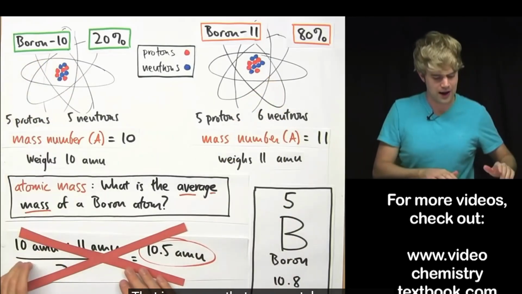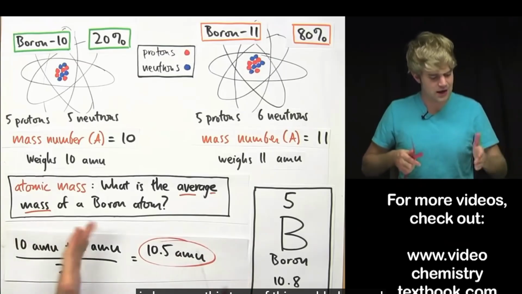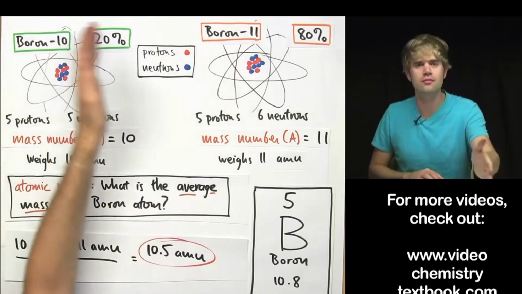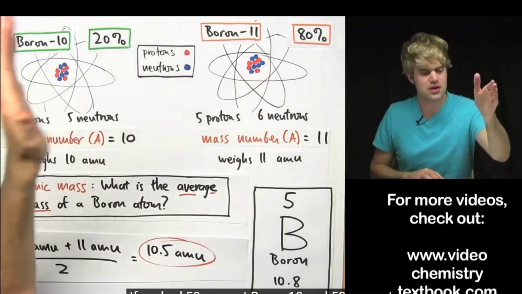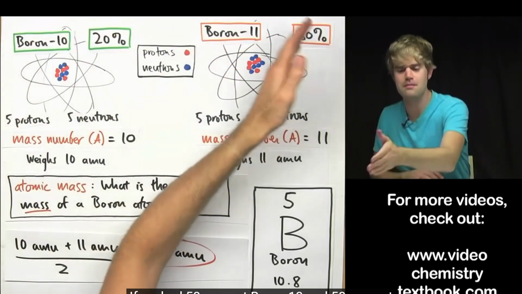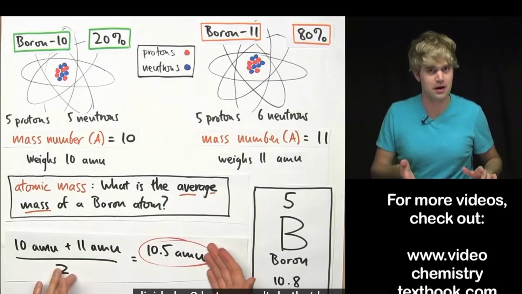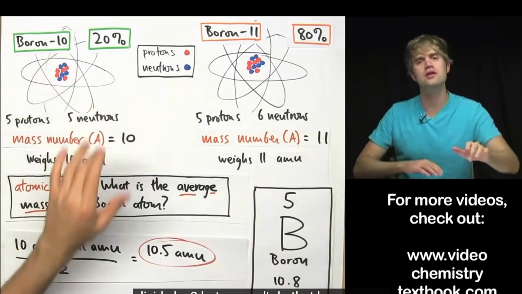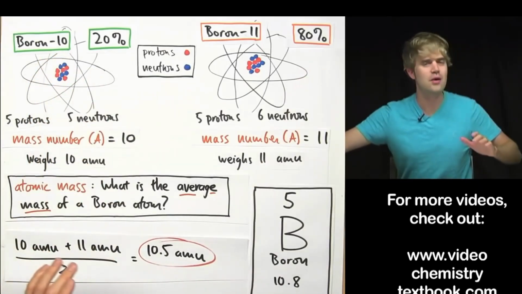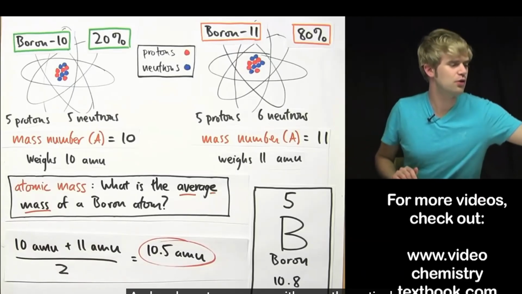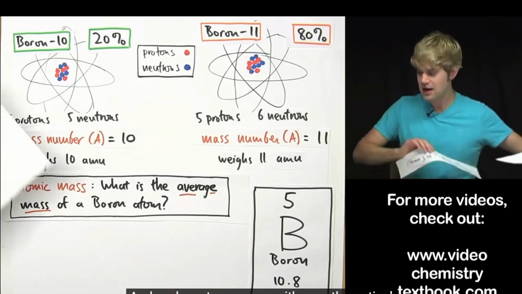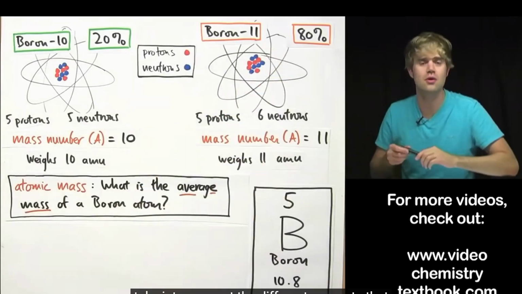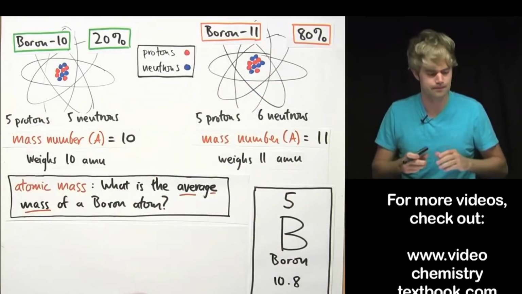The reason why is because this type of thing, added up and divided by 2, assumes that we have the same amount of both of these. If we had 50% boron 10 and 50% boron 11, then we could just add them up and divide by 2. But we can't do that because we have different amounts of these two types of atom. We have to come up with a mathematical equation that's more complex than this to take into account the different amounts that we have of these two atoms. Here's how we do it.